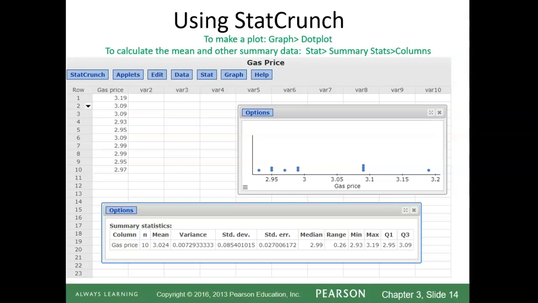If you go to summary stats, and it's shown right here at the top. Maybe I could move this to the bottom. Summary stats columns, and you pick the column that has the data, gas price in this case. It will then turn around and give you the result, which is that average of $3.02, rounded to 2 decimals. It also gives us some other numbers, which we'll talk about shortly, but the median there is the middle value, that half the data is above $2.99 and half is below $2.99.